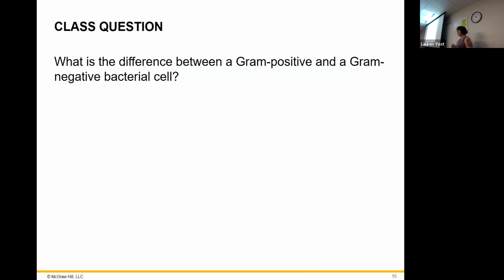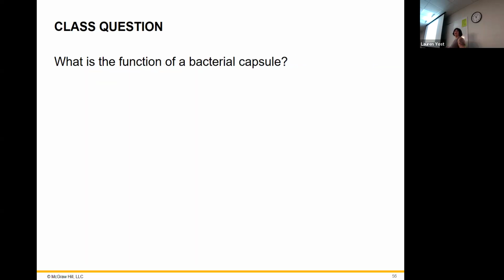Kaylin Z. The difference between the wall, so like one has this big cell wall. Yep, that works. All right. Next victim. What is the function of the capsule?